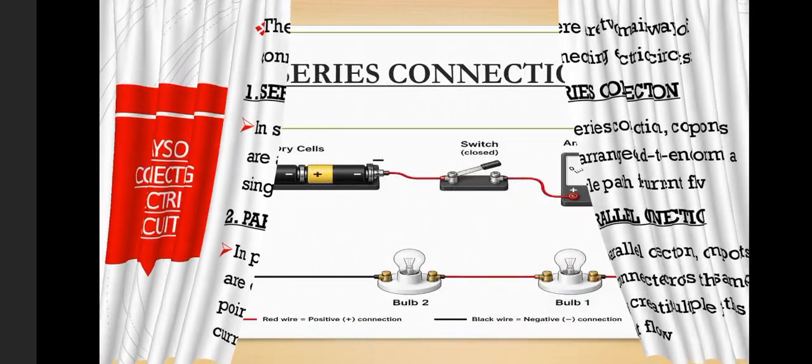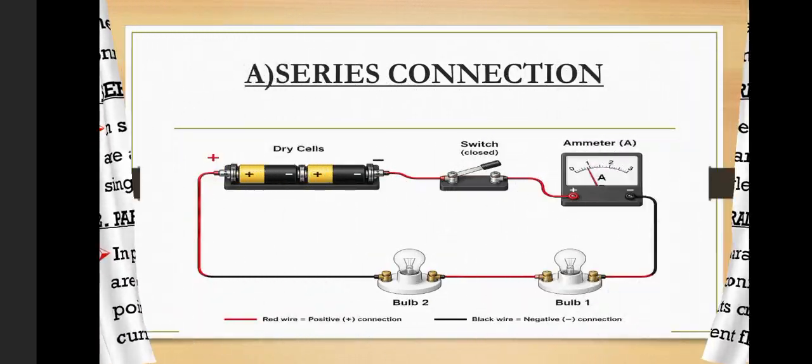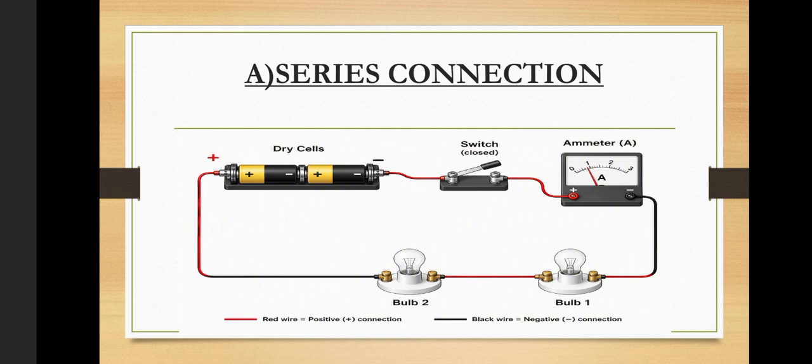I want us to illustrate what I mean by series and parallel connection. So in this first diagram that I have labeled A, you can see we have the components of an electric circuit. We have the dry cells, the ammeter, the switch, and the bulbs. Now I want you to pay close attention to these two components, the bulbs and the dry cells. As you can see, the two dry cells that we have have been arranged end to end in one line.